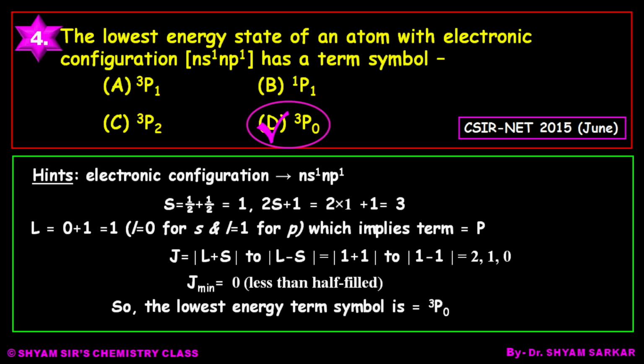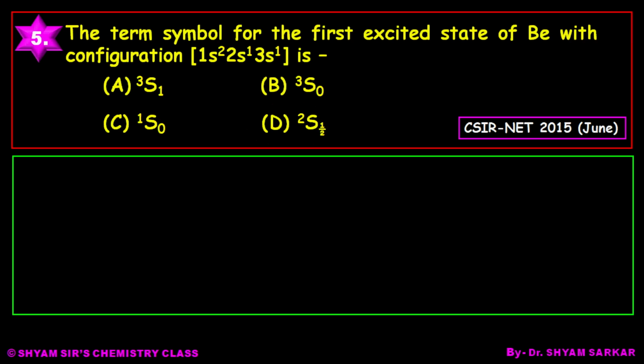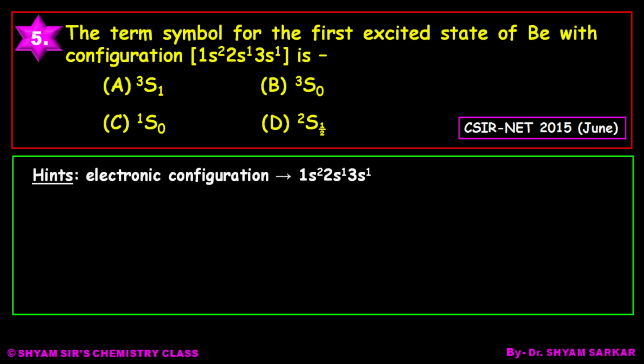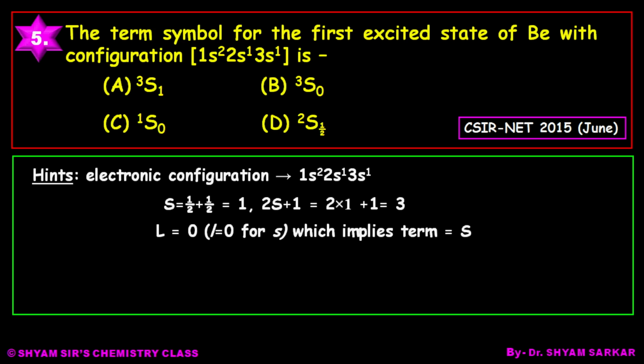Next question. The term symbol for the first excited state of beryllium with configuration 1s2 2s1 3s1 is. Among these 4 options, let us see which one will be the correct answer. Since the configuration is 1s2 2s1 3s1, S equals 1/2+1/2, because these 2 electrons, 2s1 and 3s1, we consider, equals 1, and the spin multiplicity 2S+1 is 3. L equals 0, because both 2s and 3s are s orbitals, which implies the term S.